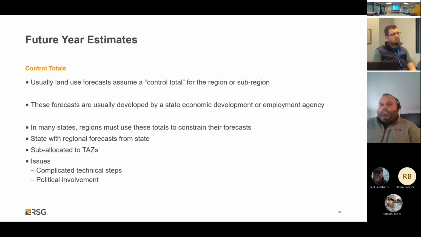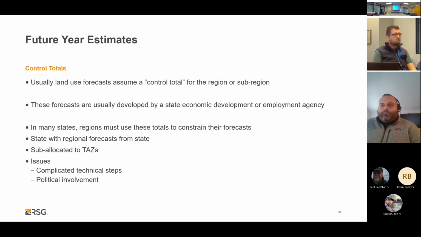And then for future year estimates, it's usually wise to start with a land use forecast to assume a control total for the region or subregion. So at the regional level, or if we're doing a statewide model at the statewide level, what is the regional control total for all of our housing, demographic, and population information? When we down allocate, that should sum up to the control total. If we don't sum up to the control total, then we want to make adjustments so that we're matching at the regional level the right overall mix and amounts of housing characteristics, person characteristics, and employment characteristics.